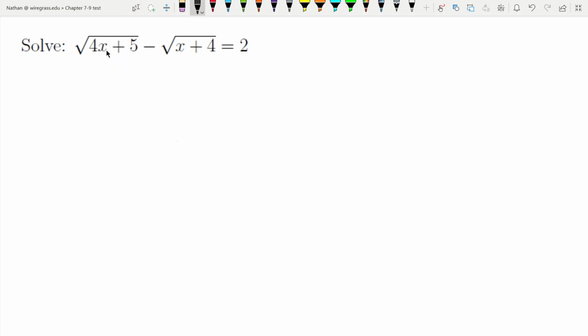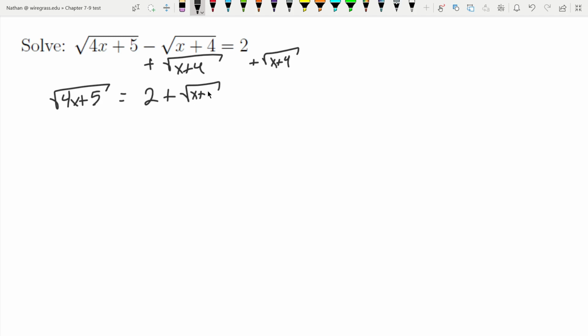To solve this, we need to get a radical by itself, because then we can square it and get rid of the radical. So I'm going to add this portion over to the other side. That gives me the square root of 4x plus 5 by itself, equal to 2 plus the square root of x plus 4. And now I can square it, and that'll get rid of this radical. So we're going to get just 4x plus 5 on the left.